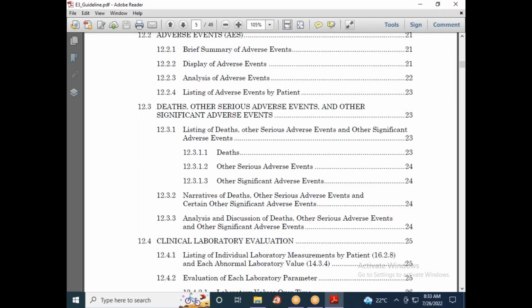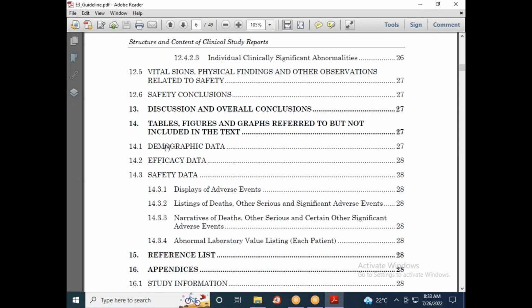You see, right? Section 14 is our important section. So 14.1 is demographic data. Whenever we are generating tables, these tables we generate in section 14.1, 14.2, 14.3, whatever the tables we generate, that will be presented in section 14. Demographic data, efficacy data, safety data.